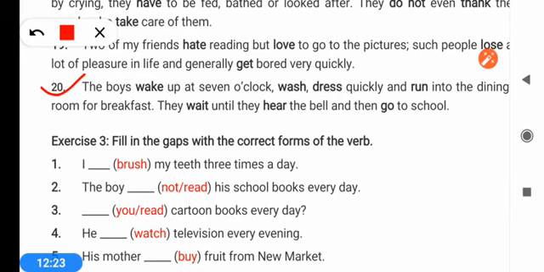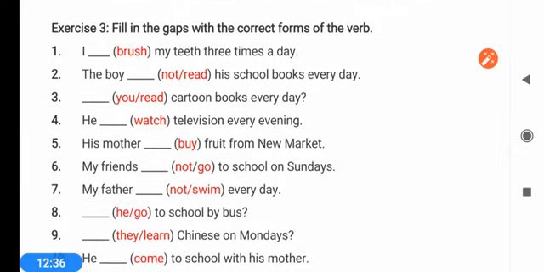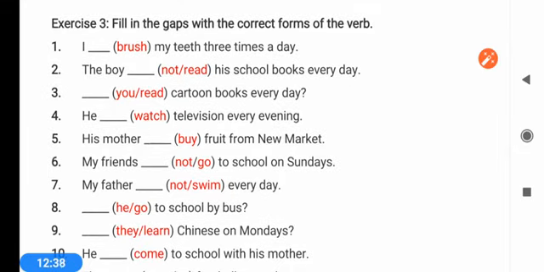So this way you have to practice quickly without keeping a long break. You can give a challenge to yourself, whether you are able to read or not. Next exercise is just you have to use the correct form of the verb. Here: I brush my teeth 3 times a day. So you have to use the correct form of the verb.